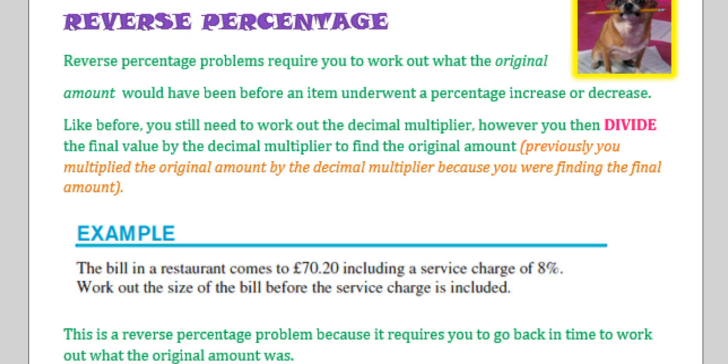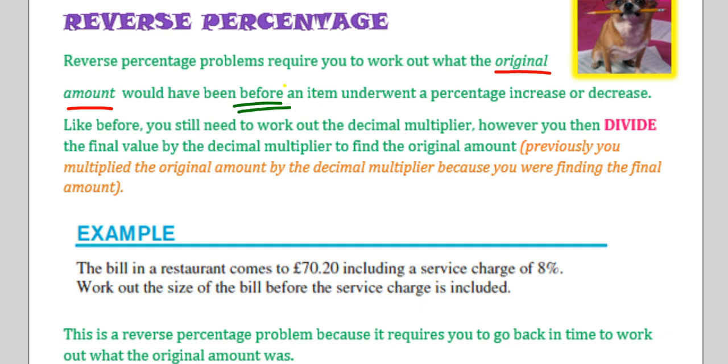So we've got reverse percentage. Reverse percentage problems require you to work out the old value, like the original, because normally in the question you're given the old value and you times it by the decimal multiplier to work out the new value. But this time you're going to go backwards and work out the original. What it would have been before, and the key word is before.